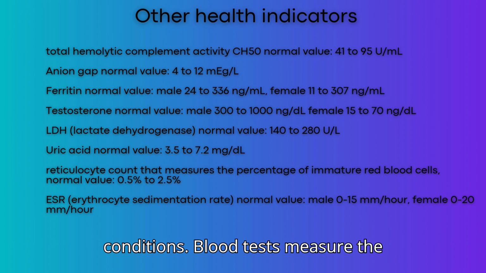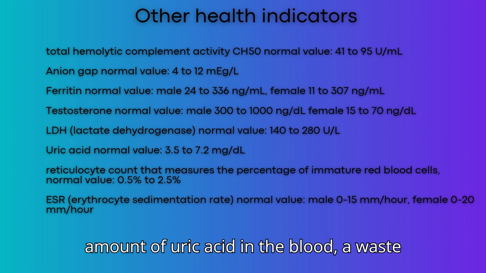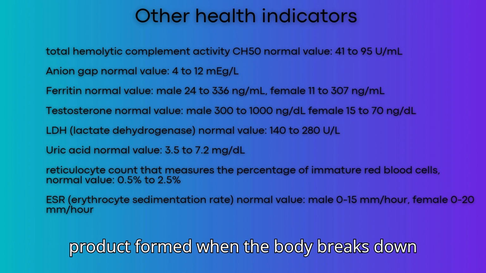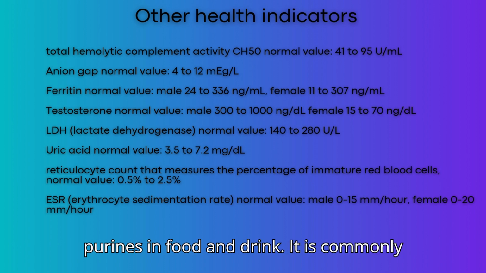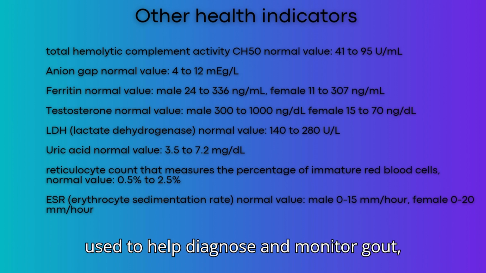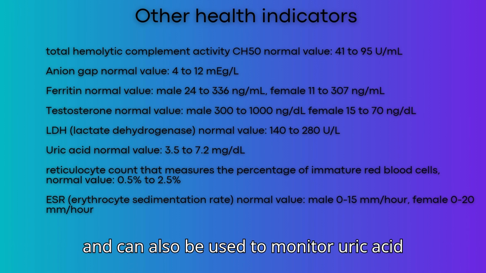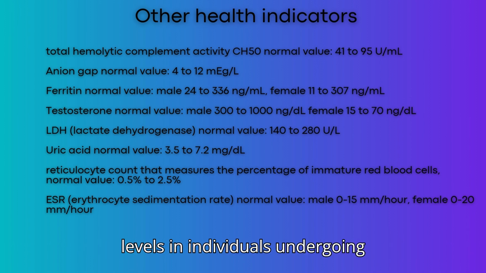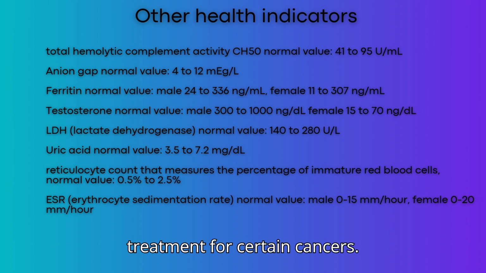Blood tests measure the amount of uric acid in the blood, a waste product formed when the body breaks down purines in food and drink. It is commonly used to help diagnose and monitor gout, and can also be used to monitor uric acid levels in individuals undergoing treatment for certain cancers.